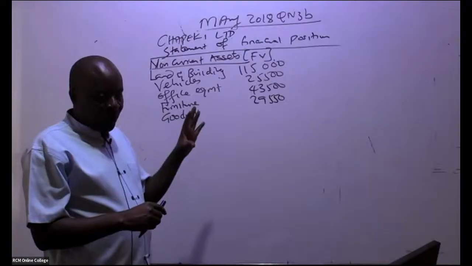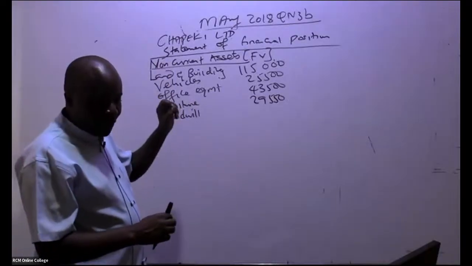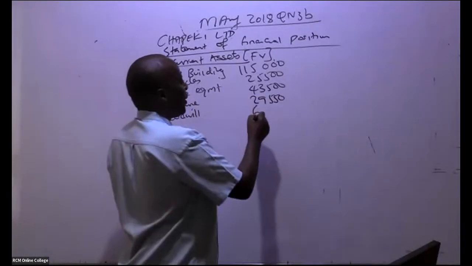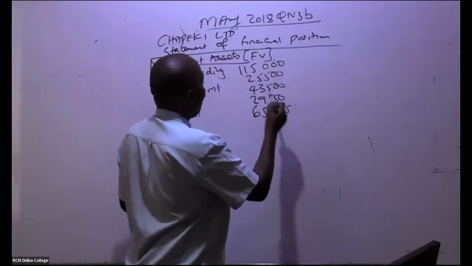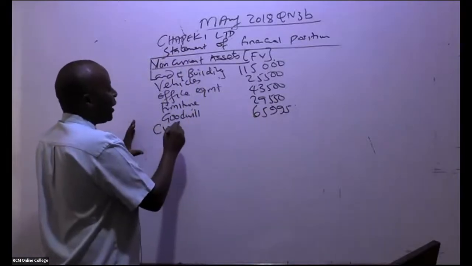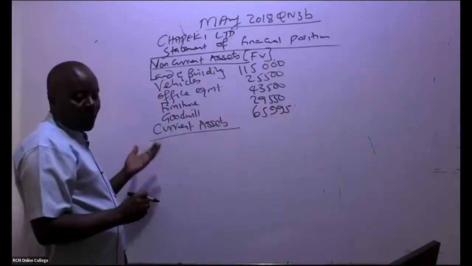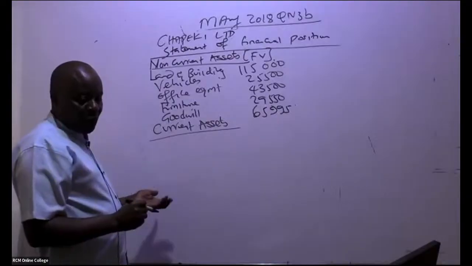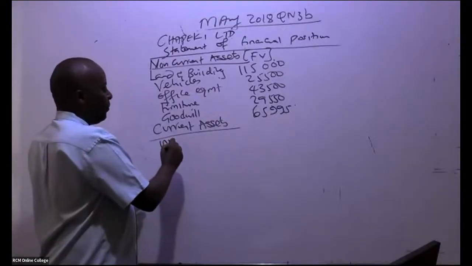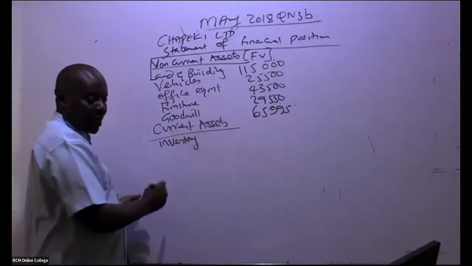We got goodwill, 65,995. So from there, you go to current assets. Current assets, we pick them. We have inventory. Inventory, you have to be very, very careful.